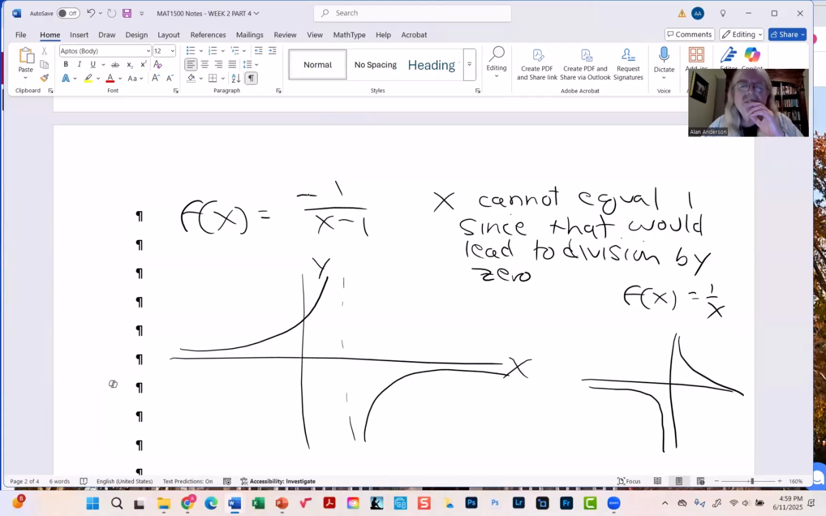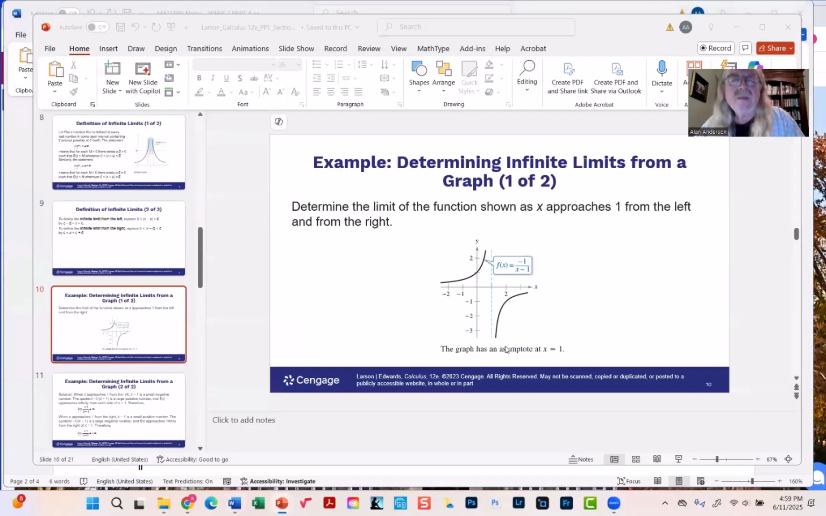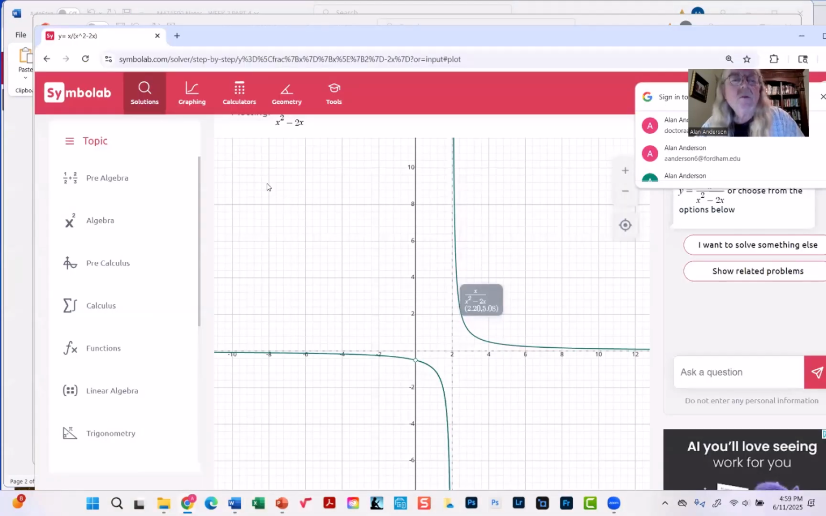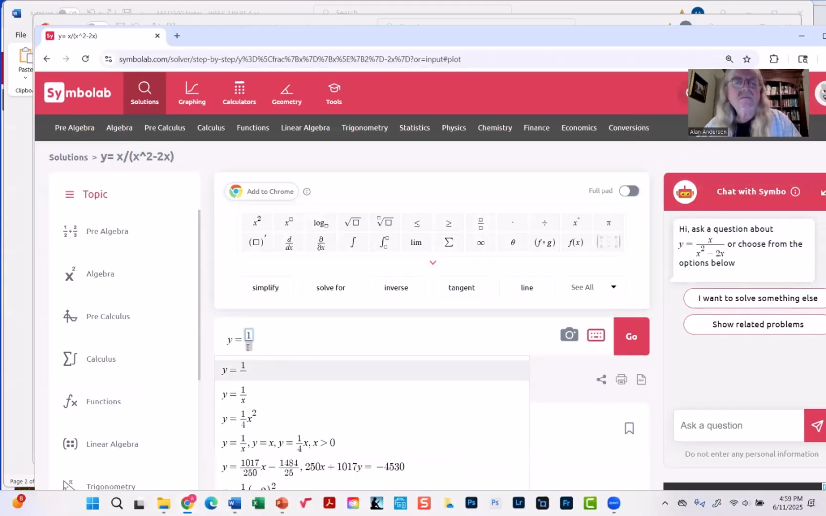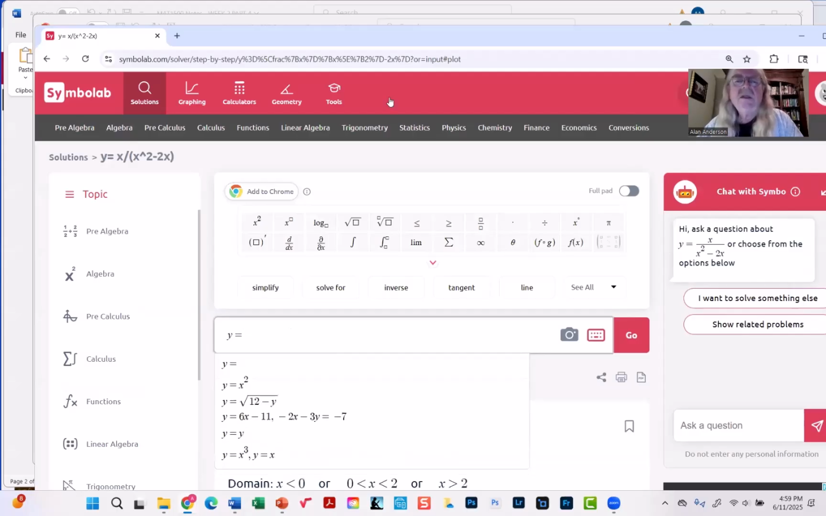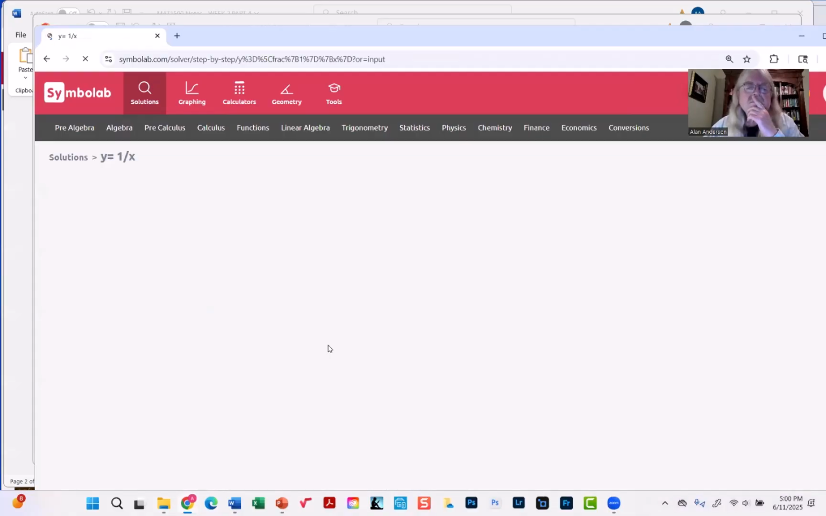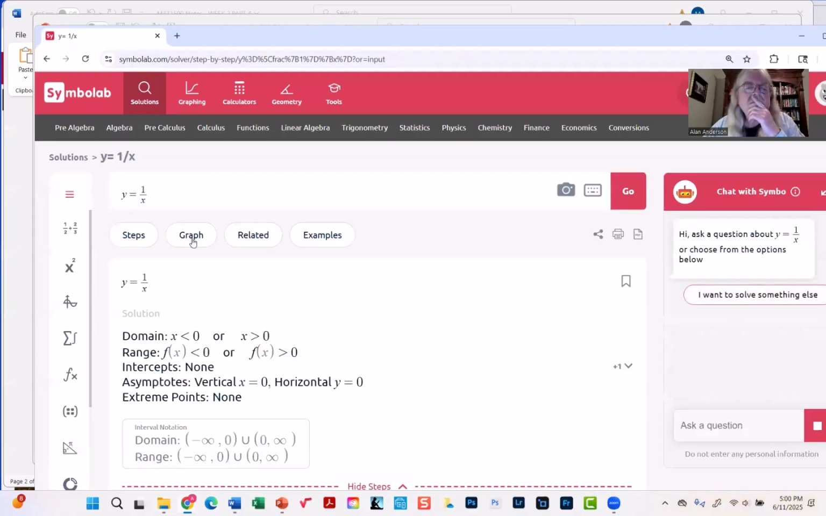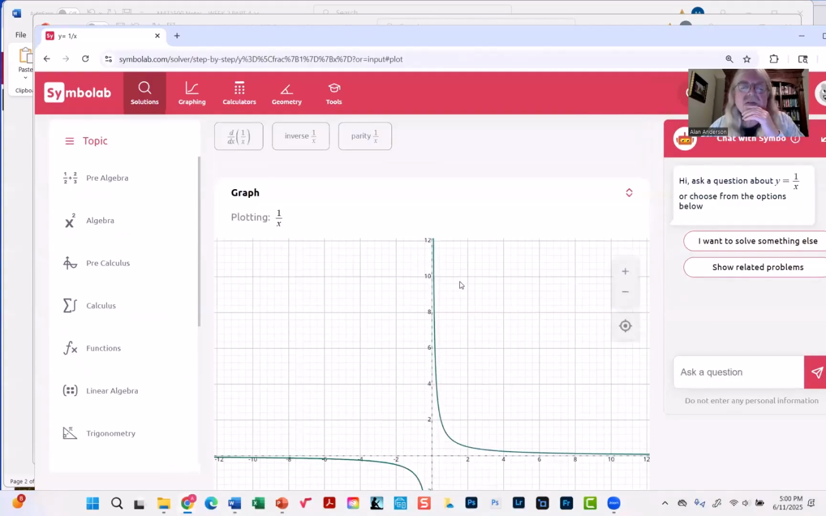You notice this time we have the reverse. Actually, I'll tell you what, let's go back to Symbolab and draw two different functions so we can see this better. We'll start with 1 over x. All right, so we've seen this many times before. Let me just grab a picture of it.